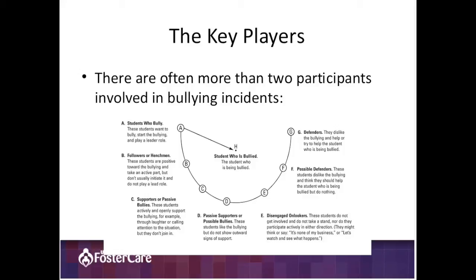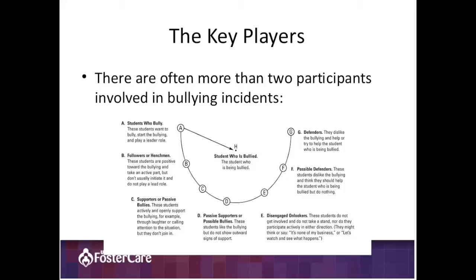Let's say at some point in the future, they saw this same kid who was a victim get bullied again, and this time they decided to cheer and call attention to the situation and egg the bully and the henchman on. Then they would shift into group C as passive bullies. So there's the potential for them to go the other way, in the negative direction, and become part of the C group.